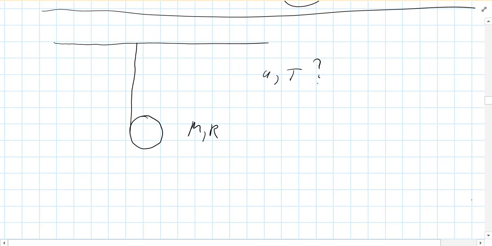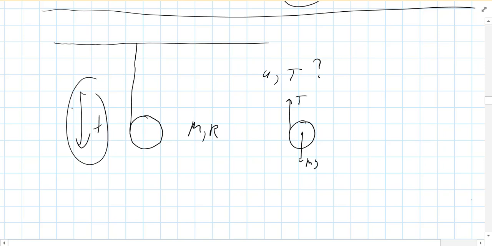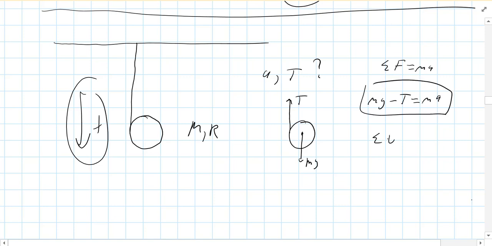So like almost all of our other questions, this is going to start with an FBD. So if I draw an FBD, you've got mg down, and you have tension acting upward. I'm going to say down is positive because I know the yo-yo is going to accelerate down. So if I do net force equals ma, I get mg minus T equals ma. Now, of course, I've got two unknowns. So then I've also got to do net torque equals I alpha.